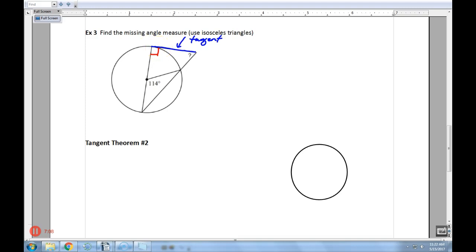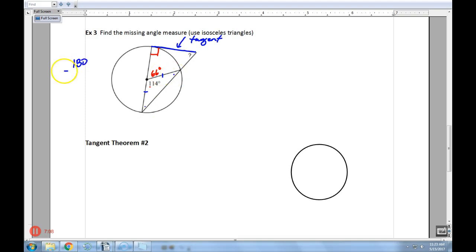Now I'm going to start using some other pieces of information that I have. I know that this angle plus the 114 adds up to 180 and makes a straight line. So subtract 180 minus 114 and I get 66 degrees right here. Now because this is a radius and this is a radius, that's isosceles. So I should be able to use that to find out these two angle measures.